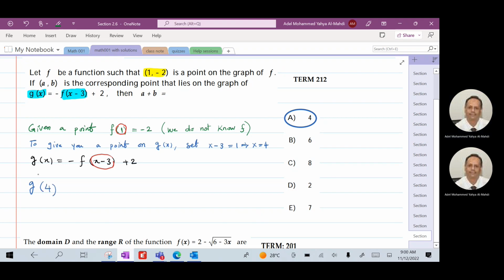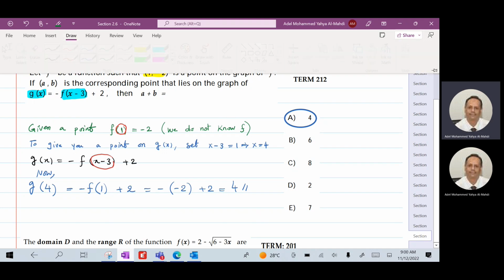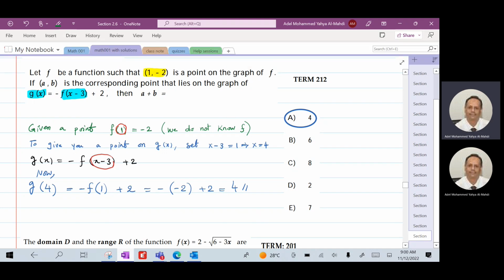Now j at 4 is equal to minus f. If you put x equals 4, then it will be 4 minus 3, which is 1, plus 2. And it's going to be what? Minus f at 1, which from the question is minus 2, plus 2. So it will be 4. The answer is 4. So this question is a classical question. I will give you a point over f, then give me a point over j. And the idea is this one, to fix the arguments.